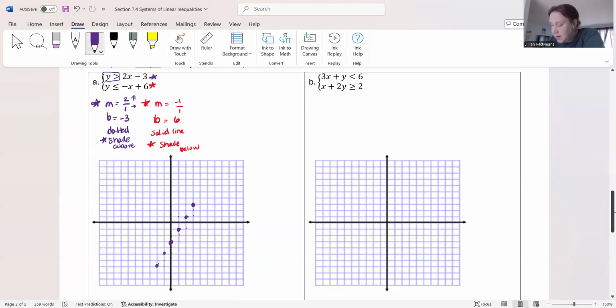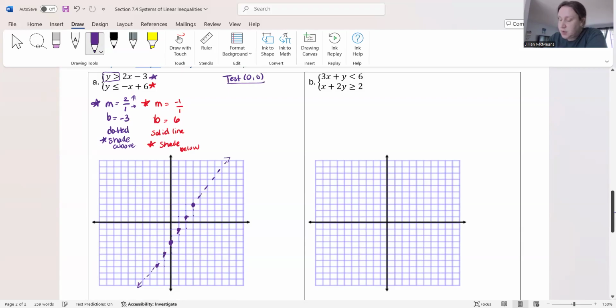And we do want a dotted or a dashed line, so I'm going to add just a few more dashes so I can complete this line. And then we think we're going to shade above, so let's go ahead and test a point. Now, as long as your line does not go through the origin, the origin is always going to be the easiest one to test. So let's, in purple, test the origin.